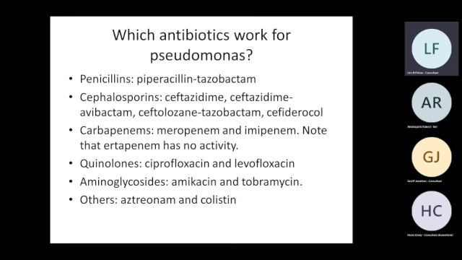Which antibiotics work for Pseudomonas? In terms of penicillins in the UK, we really only use piperacillin-tazobactam, so Tazocin. You've got some cephalosporins that work. You've got carbapenems. Then quinolones would be ciprofloxacin and levofloxacin. Aminoglycosides: amikacin and tobramycin. Gentamicin is no longer considered suitable according to the latest guidance, but aminoglycosides aren't great for getting into the chest, so we don't tend to use them for pneumonias. And then others are aztreonam and colistin.